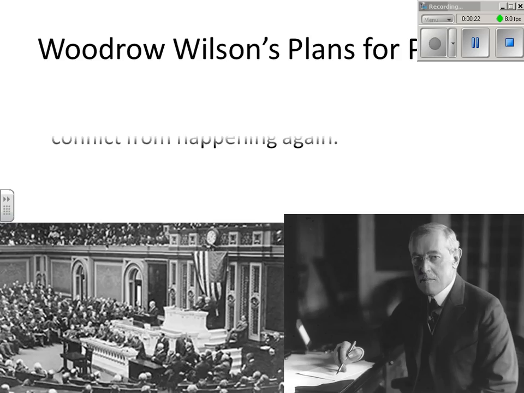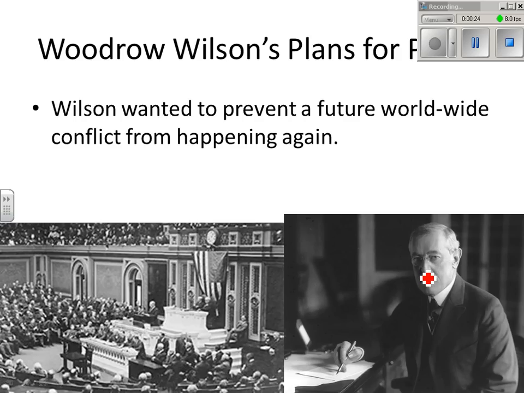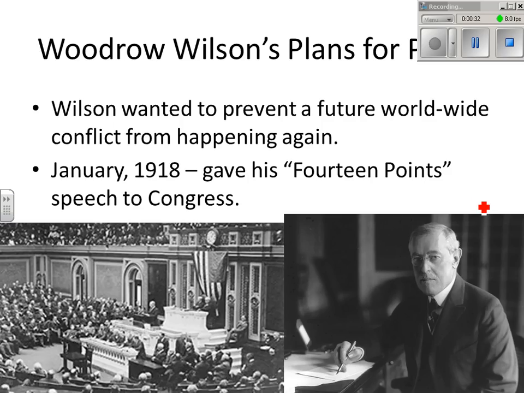First thing, Woodrow Wilson had his own plan for how to end World War I, and he was focused on how we can work together to prevent a future war from happening. So in January 1918, he gave a speech to Congress, which is referred to as his 14-point speech. Now, 14 points is the name for his plan for peace. He listed 14 things that need to be done in order to prevent a future conflict from happening.